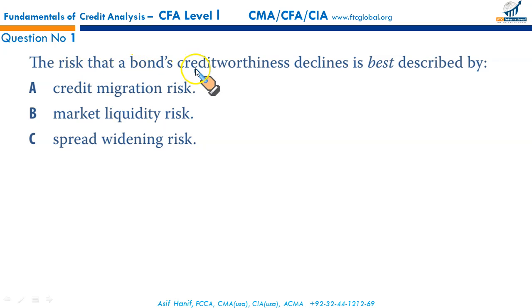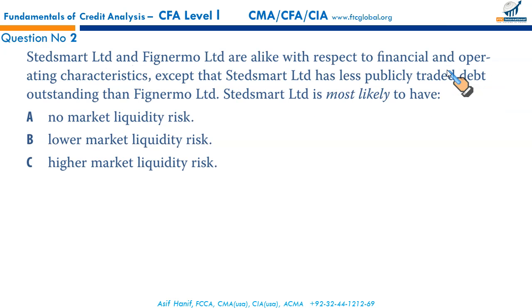The risk that a bond's creditworthiness declines is best described by credit migration, or what you call downgrade risk. It means the risk that the issuer's creditworthiness may deteriorate over a period of time or migrate to a lower point. So that is straightforward. A is the right answer.